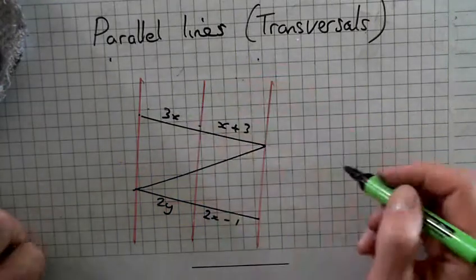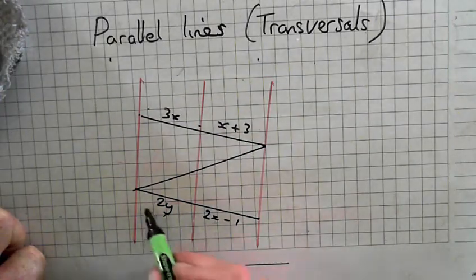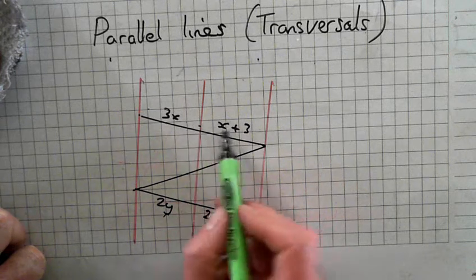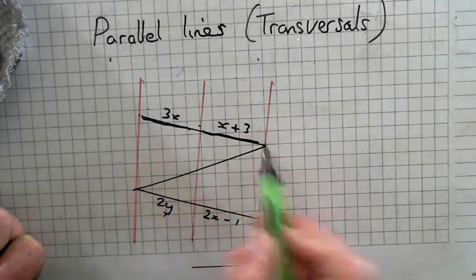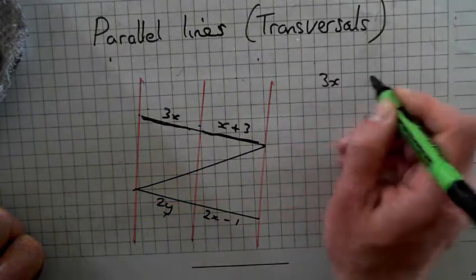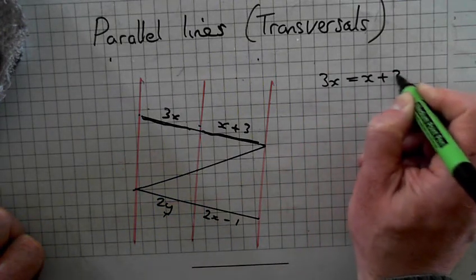Right, we'll try to sort out the x's first. Down here you have two unknowns, an x and a y. Up here we just have x's. So we know that the length of this line is equal to the length of that line. So we start off by writing 3x is equal to x plus 3.